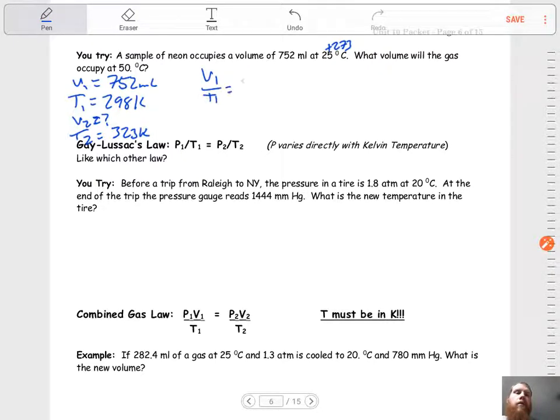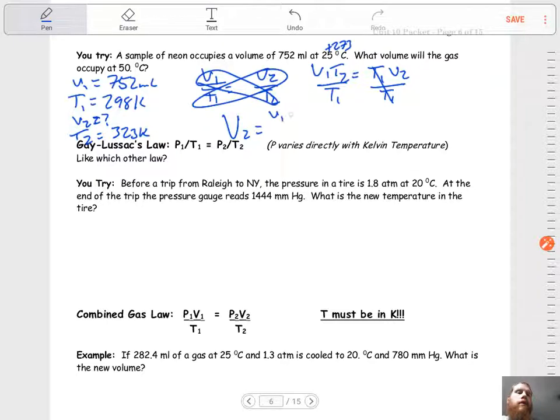V1 over T1 equals V2 over T2. I'm going to cross multiply and clear my fractions. V1 T2 equals T1 V2. I'm solving for V2, so divide by T1. V2 equals V1 T2 all over T1.